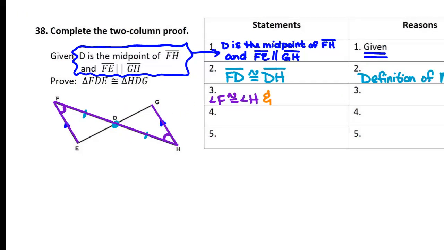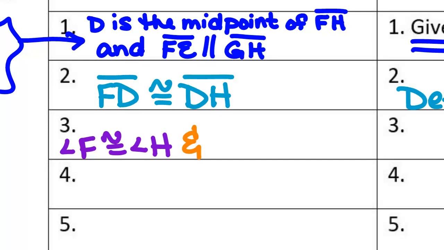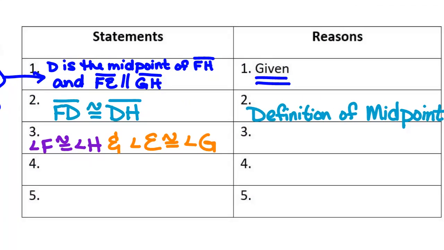I could make a different Z. I can still use FE right here and GH right here, only I could make the Z go this way. And then I see angle E and angle G are congruent. Both of those I'm using the alternate interior angles theorem.